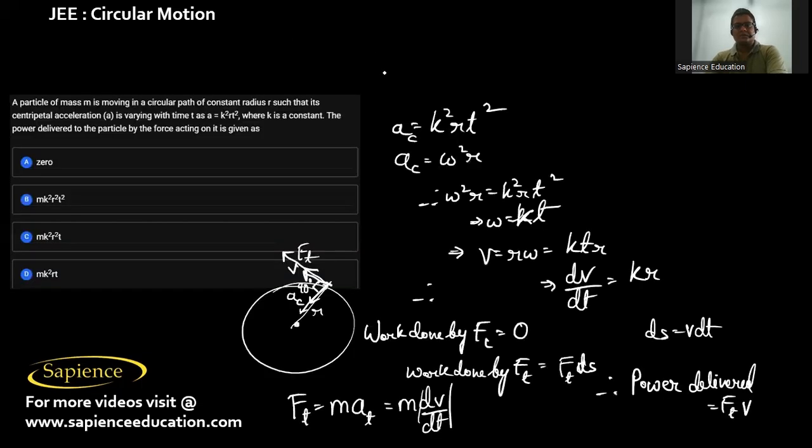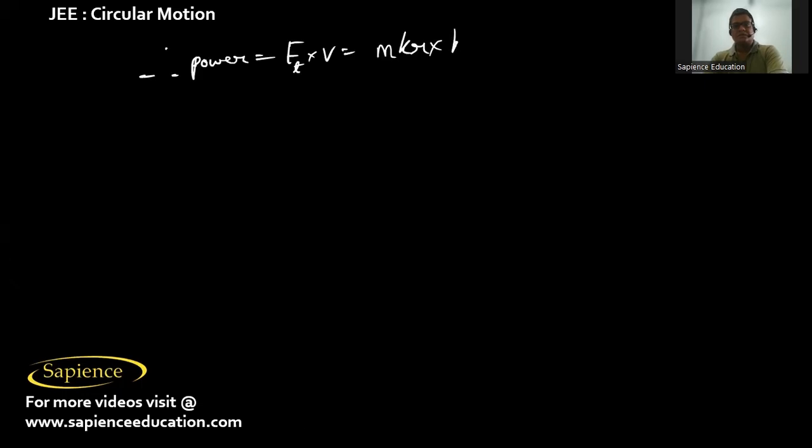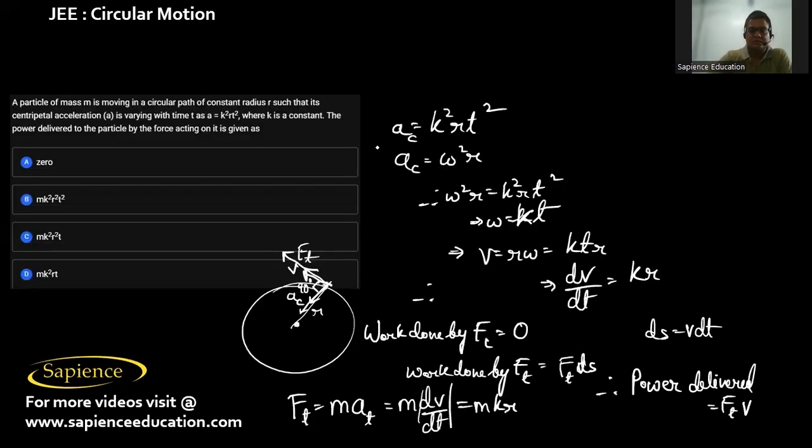So Ft will be m into kr, so it is equal to m kr into v, that is ktr. So this will be m k square r square t. So m k square r square t. So option C is the correct answer.